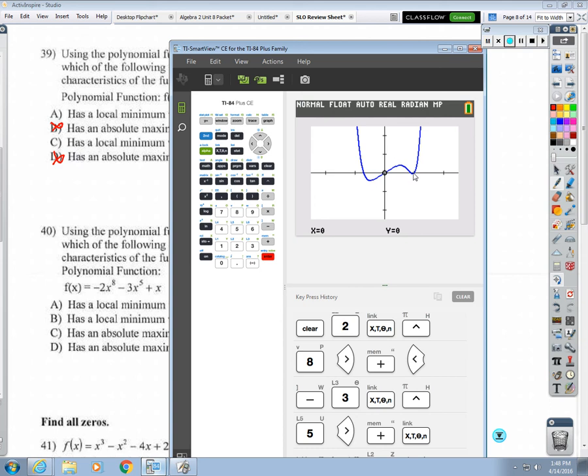This is the min, my bad. This is the local minimum. Okay? So absolute minimum, local minimum. But there is no max at all, because it goes up forever.